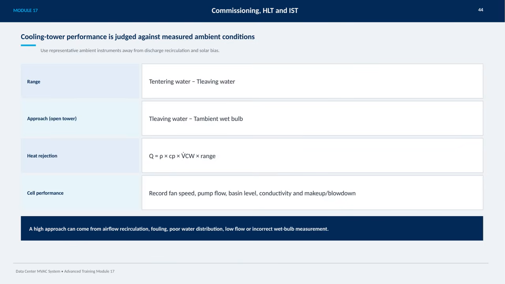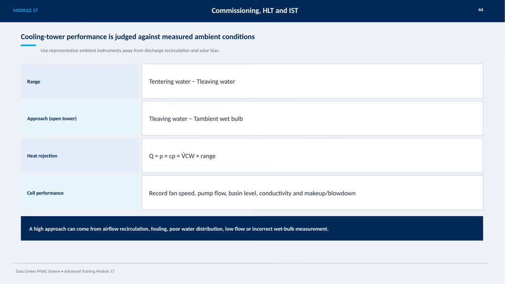When evaluating cooling tower performance, it's crucial to compare it against accurately measured ambient conditions. To do this effectively, you need to use representative ambient instruments that are placed away from discharge recirculation and solar bias to ensure reliable readings. One key metric is the range, which is the difference between the entering water temperature and the leaving water temperature. Another important measure is the approach in an open tower, defined by the difference between the leaving water temperature and the ambient wet bulb temperature. Heat rejection is calculated using the formula Q equals density times specific heat capacity times the flow rate of the cooling water times the range.